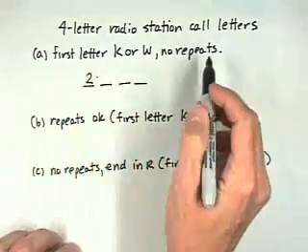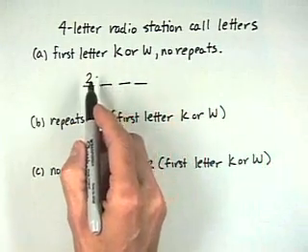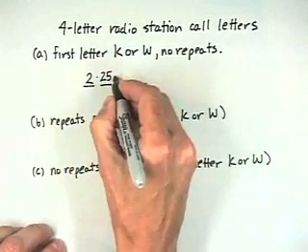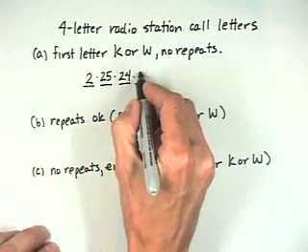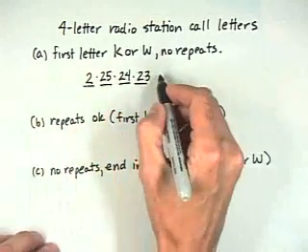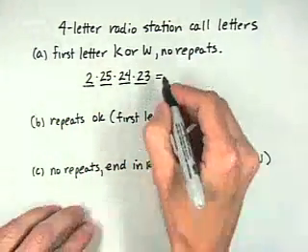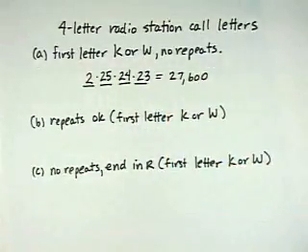Now I don't want to repeat any letters. Out of the 26 letters in the alphabet, if I've put one letter first, there are 25 left for me to choose the second letter, then 24, then 23. And this product is the result. The product is 27,600 radio station call letters.